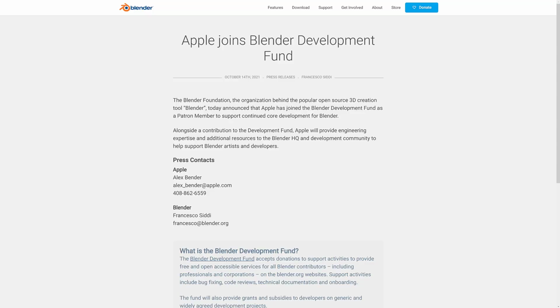The Blender Foundation, the organization behind the popular open source 3D creation tool Blender, today announced that Apple has joined the Blender Development Fund as a Patron member to support continued core development for Blender. Alongside a contribution to the development fund, this is probably actually more important. Apple will provide engineering expertise and additional resources to Blender HQ and development community to help support Blender artists and developers.